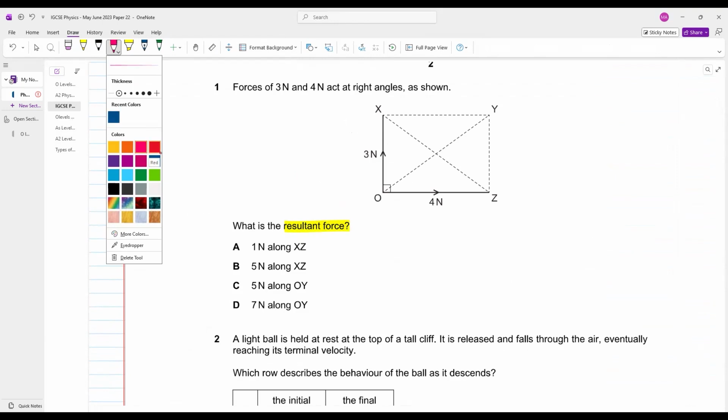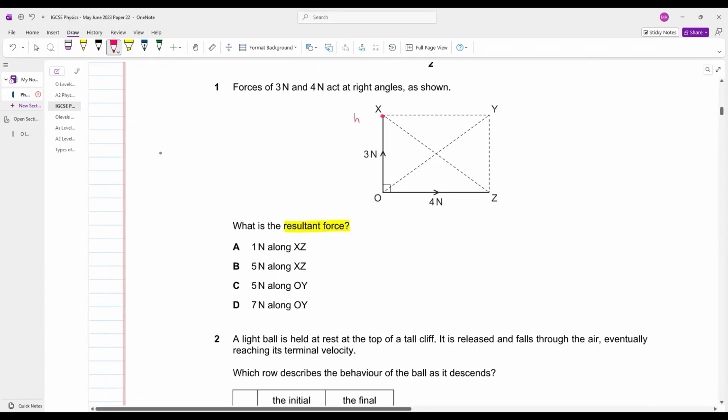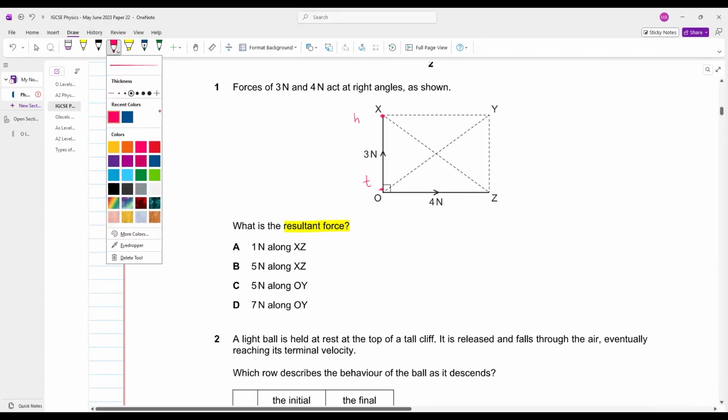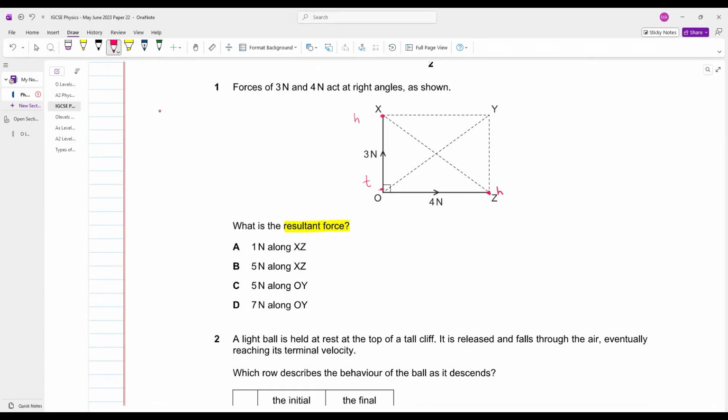First of all, can you realize this is the head of vector x? This is the tail of vector x. Can you also realize this is the head of the 4 Newton vector, and this is the tail of the 4 Newton vector? Currently, the tail of the 3 Newton vector is connected with the tail of the 4 Newton vector. The head to tail rule is not being satisfied.